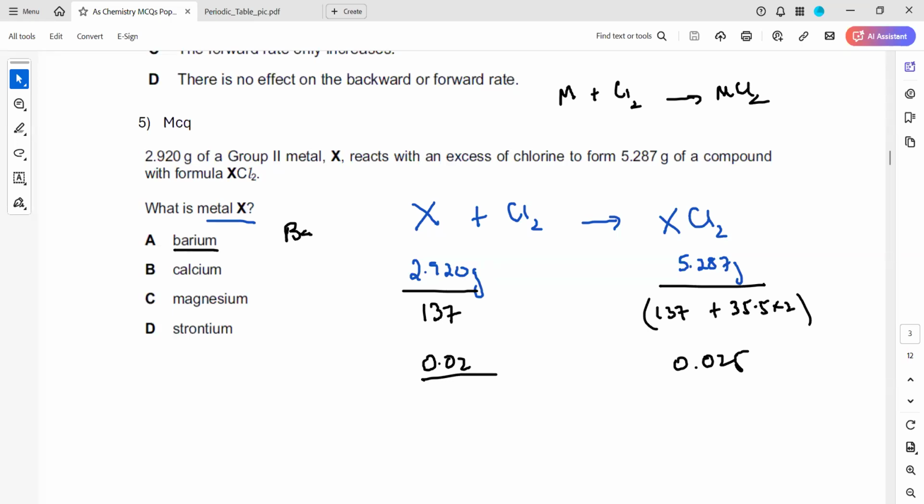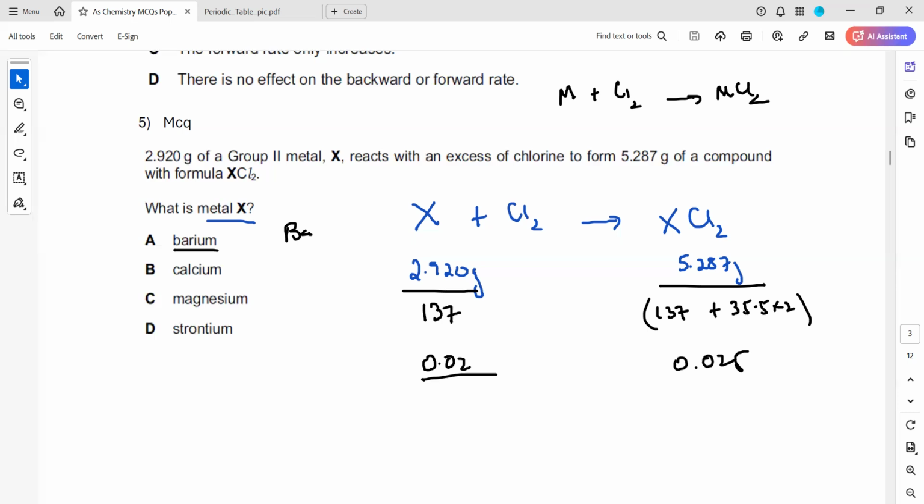No, it's not 1:1. We don't get the same number of moles. For this one, we got 0.02 moles, and the other one was 5.287 divided by 208. So we got 0.024 moles. No, we don't take almost. We should get the same number. When we check the other one, it was 2.920, because the ratio should be 1:1, divided by 137. So it was 0.21.